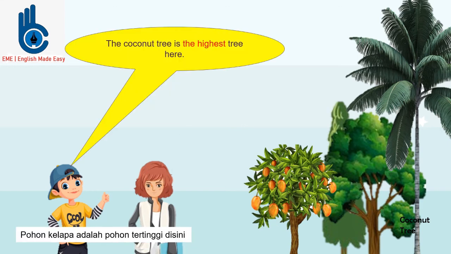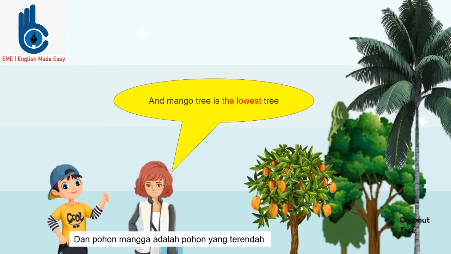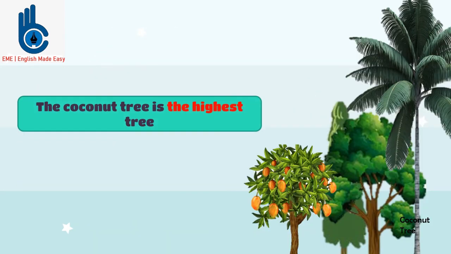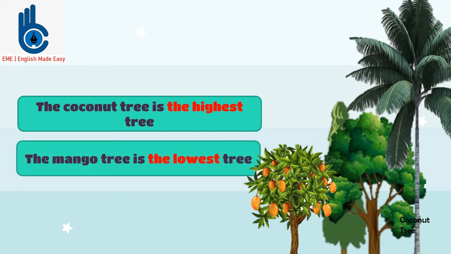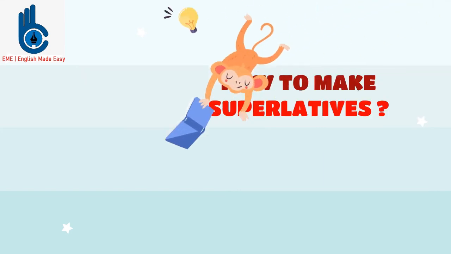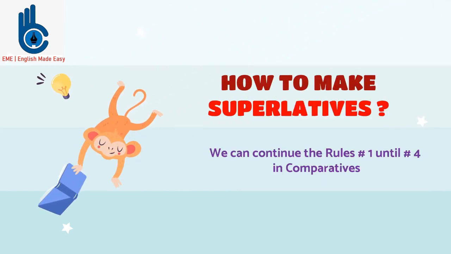The coconut tree is the highest tree here. And mango tree is the lowest tree. In the previous dialogue, we hear the coconut tree is the highest tree, and the mango tree is the lowest tree. The highest and the lowest are examples of paling tinggi, paling pendek. Paling dalam bahasa Inggris disebut sebagai superlatives. How to make superlatives? We can continue the rules number 1 until rule number 4 in comparative.